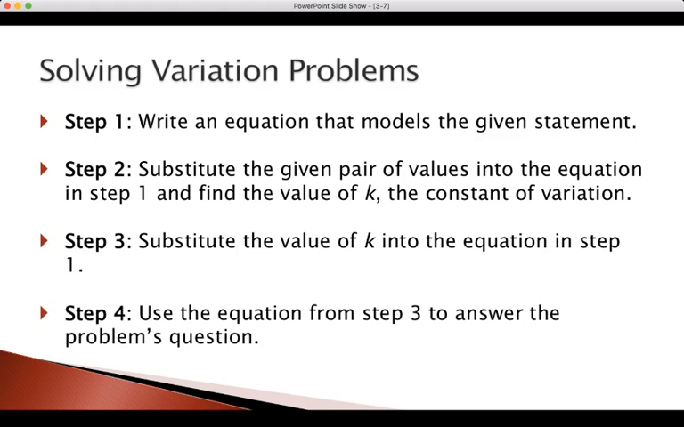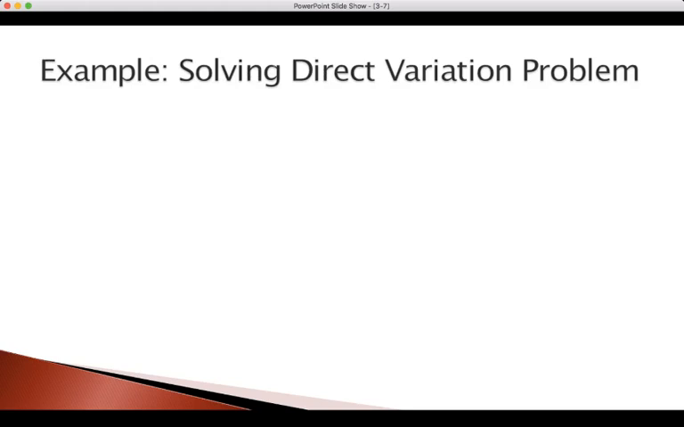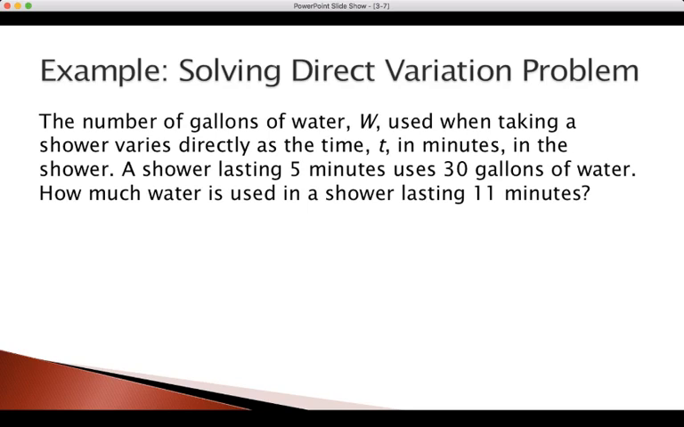Now, I know this might seem a little confusing right now, and so the best thing we can probably do is just to dive right into an example so we can see how this works in action. Consider the problem. The number of gallons of water W used when taking a shower varies directly as the time T in minutes in the shower. So W varies directly as time T. A shower lasting 5 minutes uses 30 gallons of water. How much water is used in a shower lasting 11 minutes?